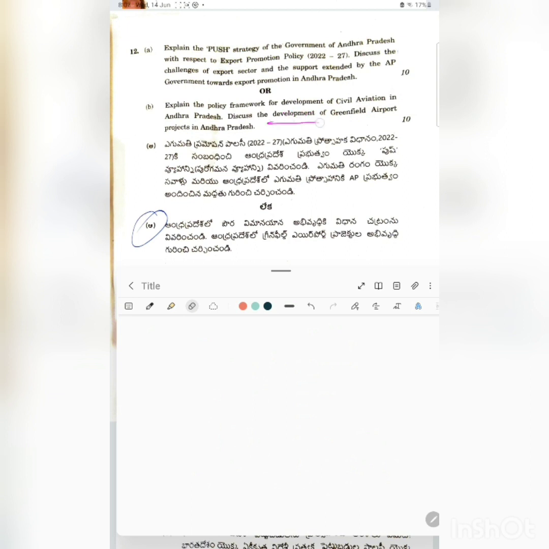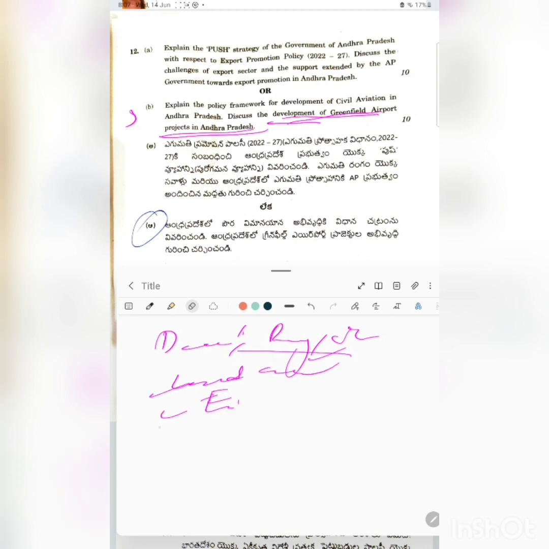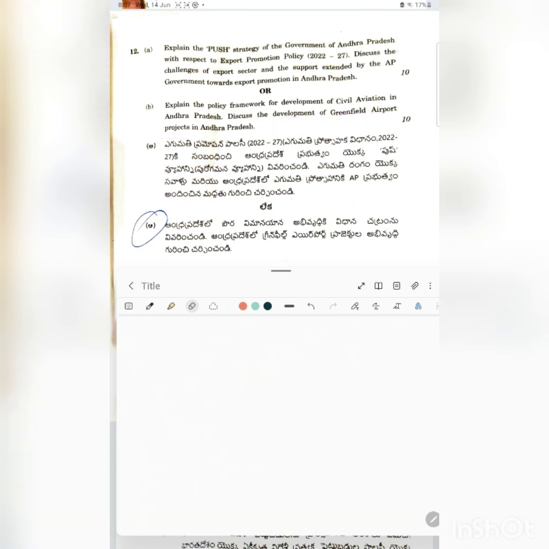Then I wrote about the development of greenfield airport projects in India. Again, this was a very bad attempt. Mostly I am expecting 3 marks. I had very little stuff regarding development of greenfield airports. I only wrote Donakonda Airport, Dagadarthi, Orvakal, and all those things, and I had no clear idea. I just spoke about land acquisition, labor, environment protection, EIA, environmental impact assessment, environmental clearances, and financing. I wrote only those things. I clearly don't know how many marks I'm going to get.